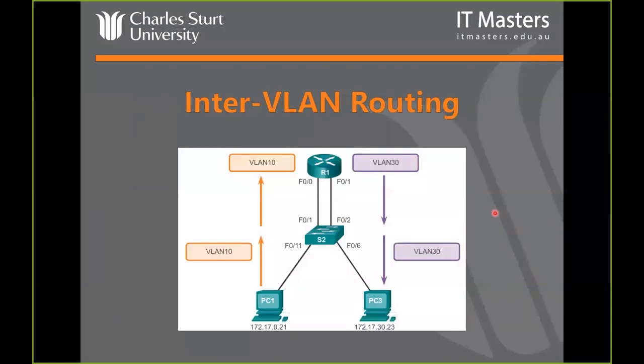Just quickly, inter-VLAN routing. I sort of added this in during the week because of some questions from last week. So inter-VLAN routing, as we spoke about last week, in order to be able to communicate between VLANs, we have to have a layer 3 device or router. So in this case, if this router didn't exist and we had VLAN 10 and VLAN 30, then anything on VLAN 30 could communicate to each other. Anything on VLAN 10 can communicate to each other, but not between the VLANs. In order to do that, we need a router.